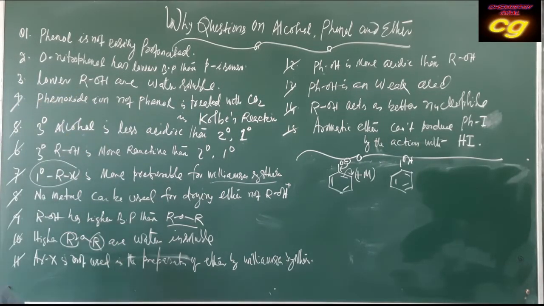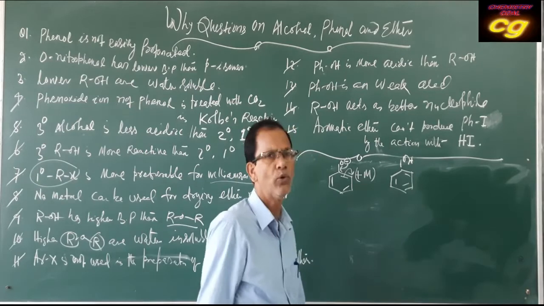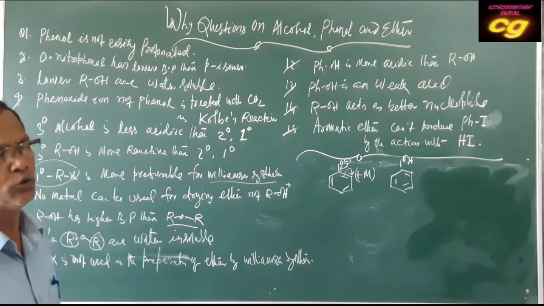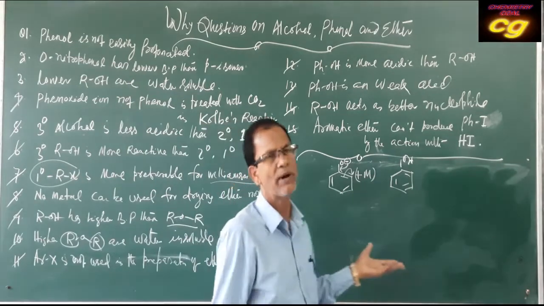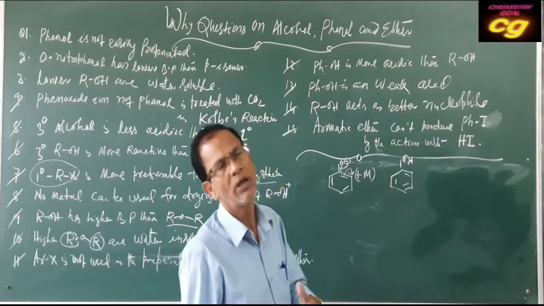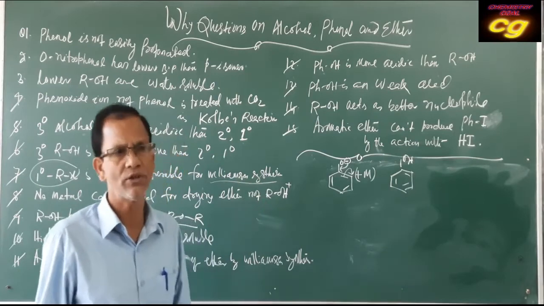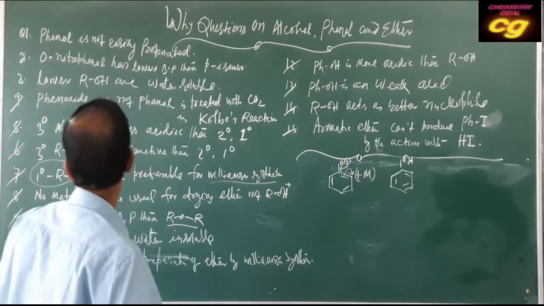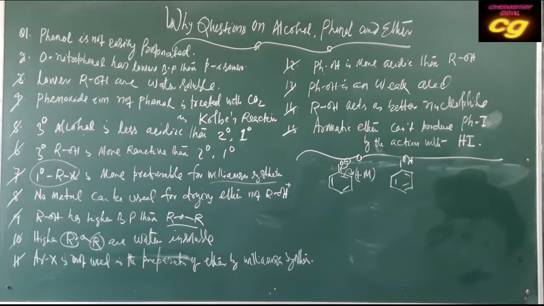Lower alcohols are water soluble because lower alcohols form stronger hydrogen bonding due to more polar character. Higher alcohols have a greater R group, which is hydrophobic in nature. That's why it hinders the formation of hydrogen bonding. So lower alcohols form stronger hydrogen bonding compared to higher alcohols, because in higher alcohols the alkyl group is generally hydrophobic, so they are less soluble in water. This is the answer: lower alcohols are more soluble because they form better hydrogen bonding compared to higher alcohols.